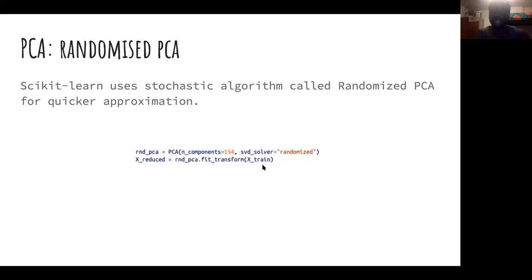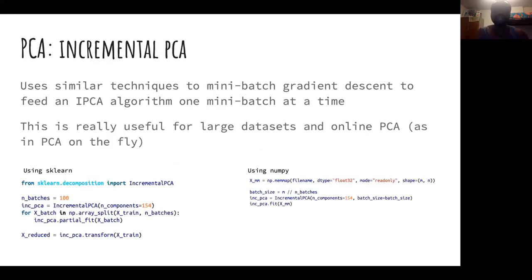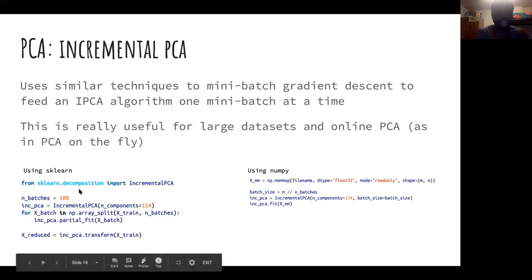The first one was the randomized PCA, which uses the stochastic algorithm like we use in stochastic gradient descent. I think in our regression or classification one, we're using stochastic gradient descent. This is the mini batch version of PCA as well. It uses similar techniques to mini batch gradient descent, with epochs and all that.